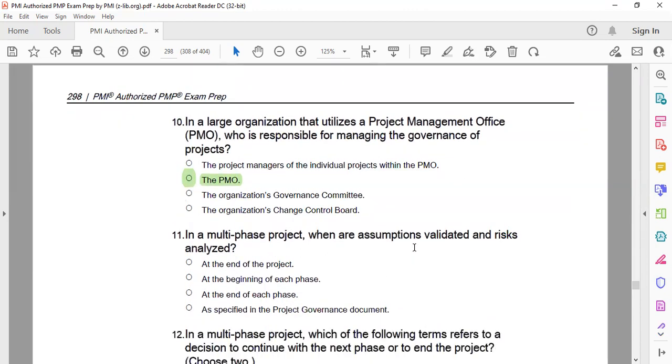In a multi-phase project, when are assumptions validated and risk analyzed? At the end of the project, at the beginning of each phase, at the end of each phase, or as specified in the governance document?